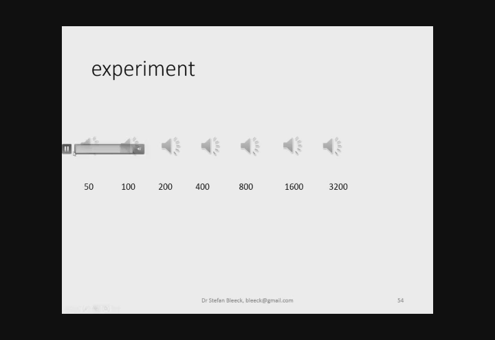Here. I certainly don't hear it anymore. 16? Okay, that's a reasonable answer. Let's jump a few, because I don't have the whole time to do that. Let's do 200 hertz. Now you have a bit more broader noise.